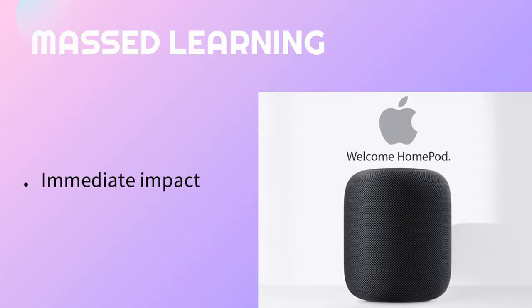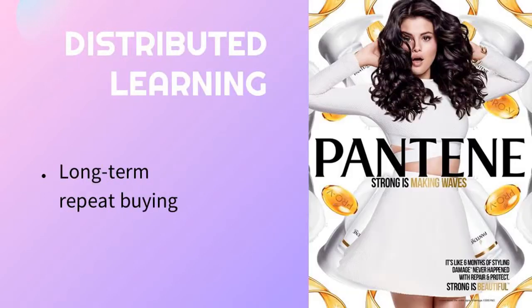When advertisers want an immediate impact, they generally use a mass schedule to hasten the consumer learning. However, when the goal is long-term repeat buying on a regular basis, a distributed schedule is preferable. A distributed schedule with ads repeated on a regular basis usually results in long-term learning that is relatively immune to extinction.